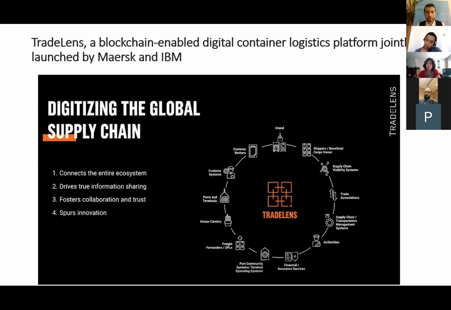Now, more than 150 members have joined the platform, consisting of ports, terminals, authorities, customs authorities, and also, of course, ocean shipping lines. It replaces this traditional paper-based manual information sharing system.